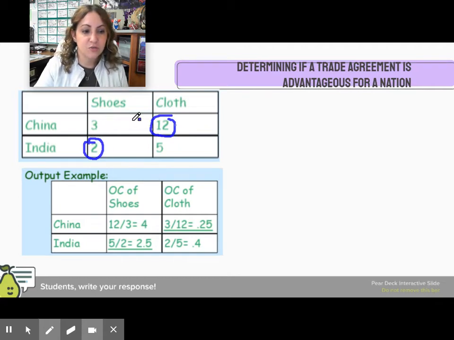So that is who's producing what. India is producing shoes and China is producing cloth. But you know that they want some of both. China doesn't only want cloth and India doesn't only want shoes. They're going to want to trade.